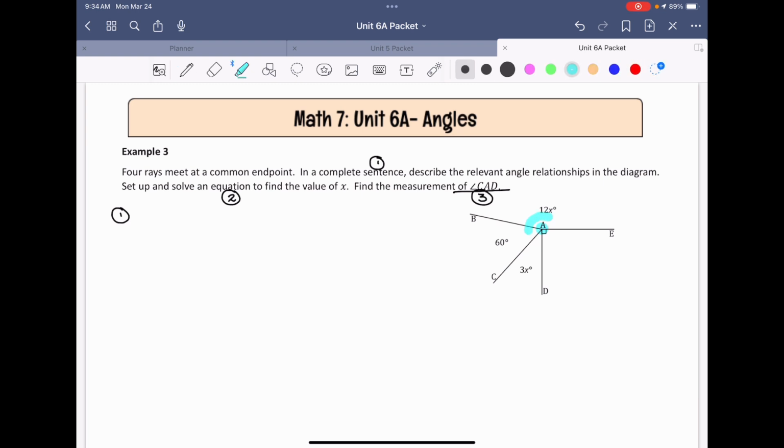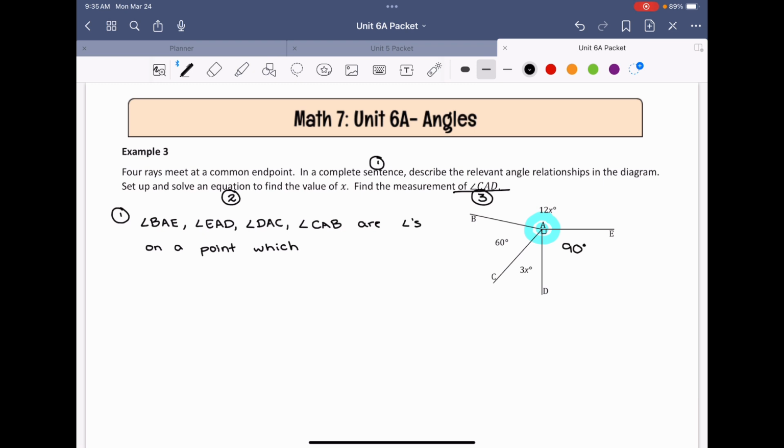Okay, so I have my angles around a point, which means they add to 360. This little box tells me that this angle is 90 degrees. I'm going to write my sentence. So I've got angle BAE, angle EAD, angle DAC, and angle CAB are angles on a point, which means they add to 360.